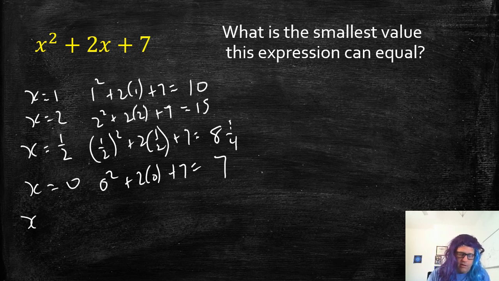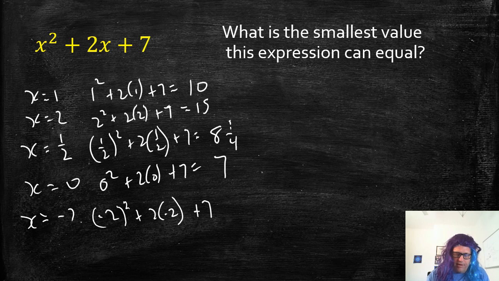What if x was -2? I would have -2 squared plus 2 times -2 plus 7. -2 squared is 4 plus -4 is 0 plus 7 is 7. Oh, I get the same thing. So anyway, we could keep going, right? And we could keep putting other negatives and decimals in there. Right now, 7 is the smallest we've got. Is there something that gives me something smaller than 7?